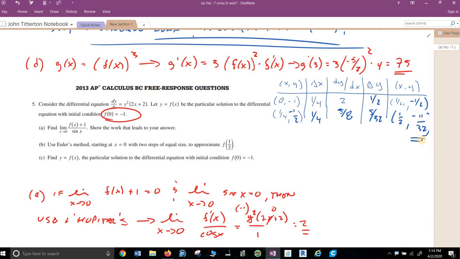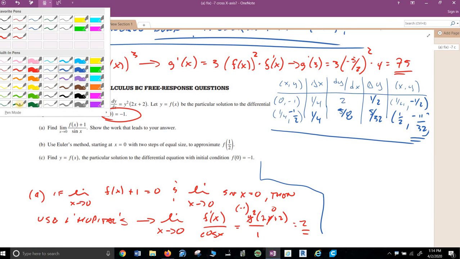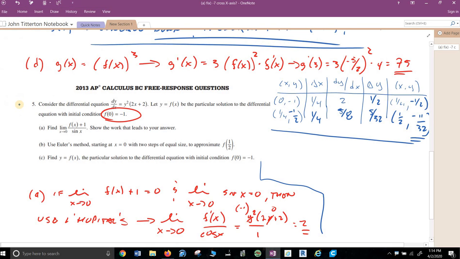Alright, so that's Euler's method. It's a silly little thing, you just have to flat out memorize it. Nothing else to say. I'll go with green to wrap up here. Find y equals f of x, a particular solution. A lot of you killed this, I was very impressed.